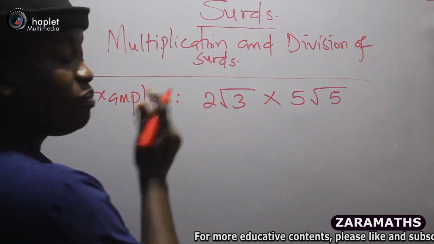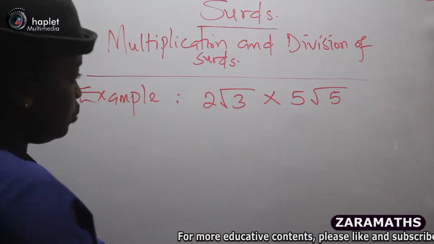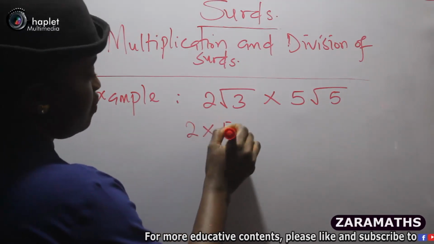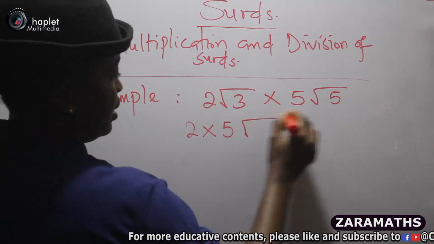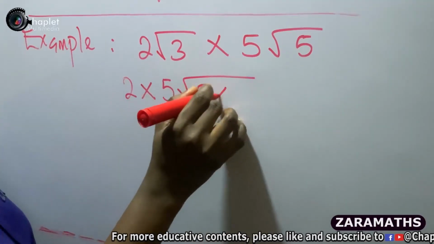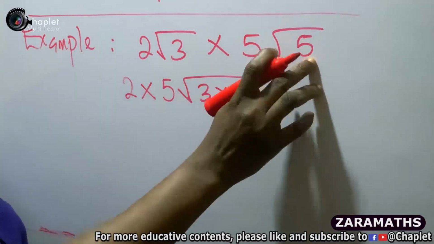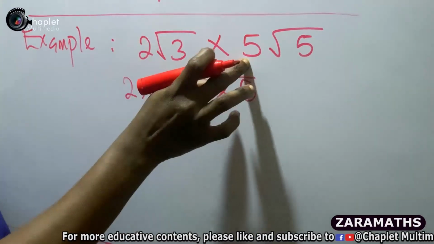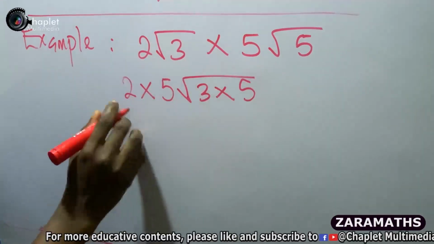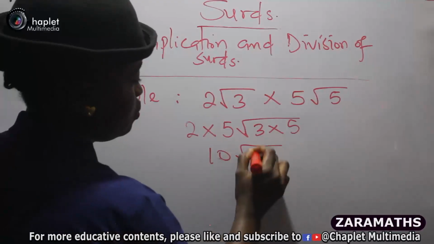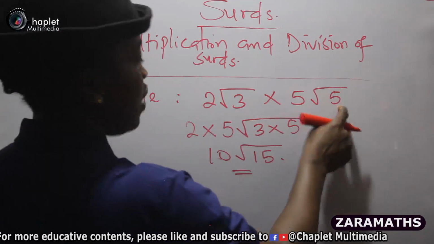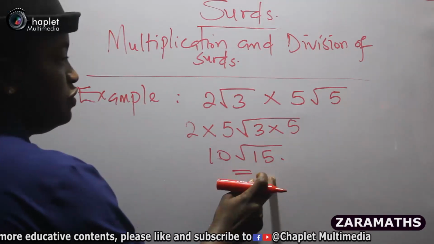So in this case, this coefficient is greater than 1. So we are going to be applying the first principle or law, which is 2 times 5 in bracket, the square root of 3 times 5. 2 times 5, and root 3 times 5, gives us 10 root 15. So 2 root 3 times 5 root 5 is 10 root 15.